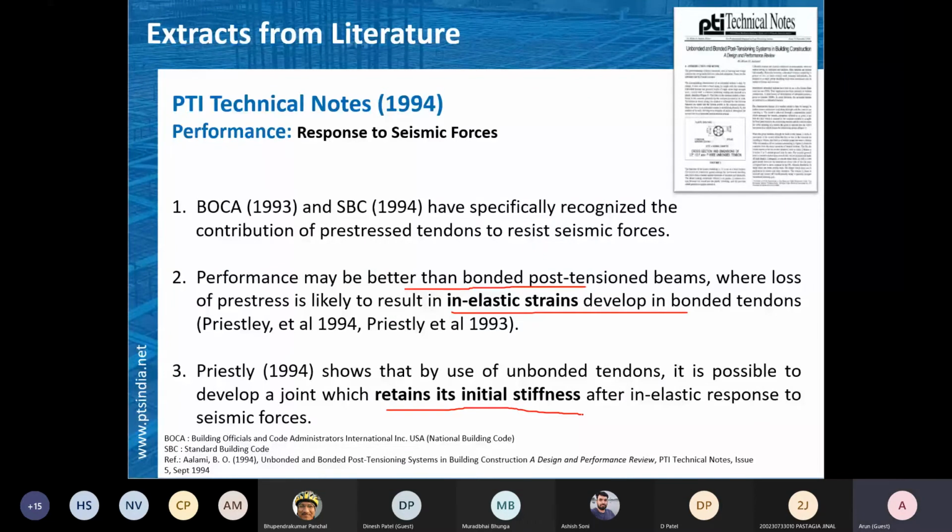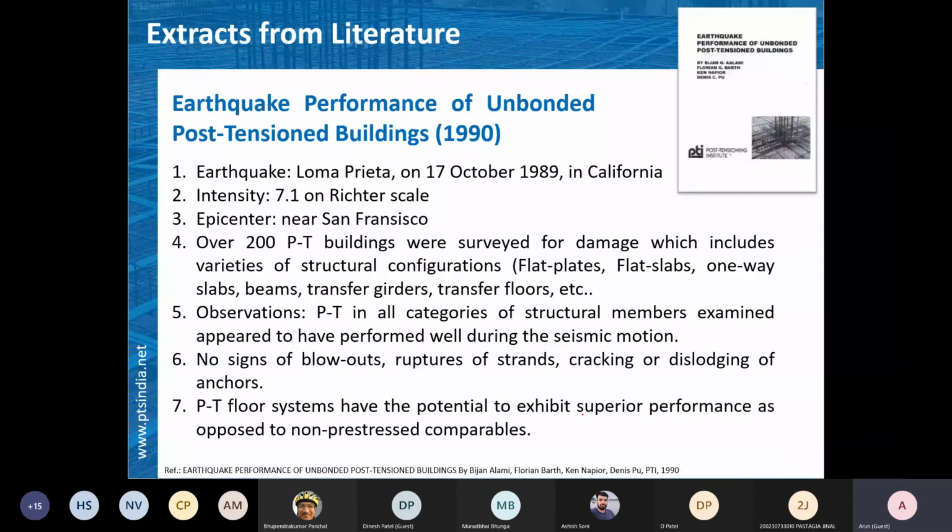This is a very good literature, on the earthquake performance of unbonded post-tension buildings in the 1990s. It was carried out after the Loma Prieta earthquake in 1989 in California. The intensity was 7.1 and the epicenter was near San Francisco.